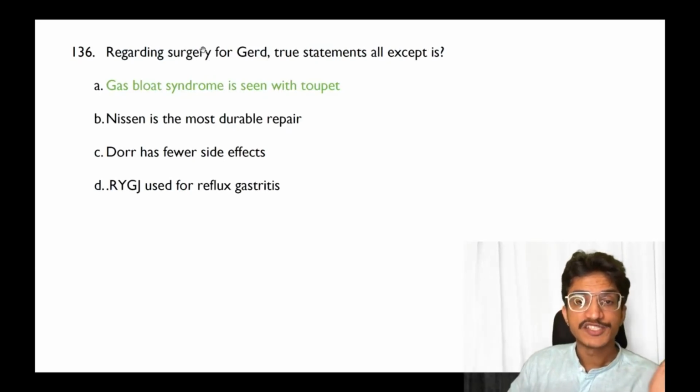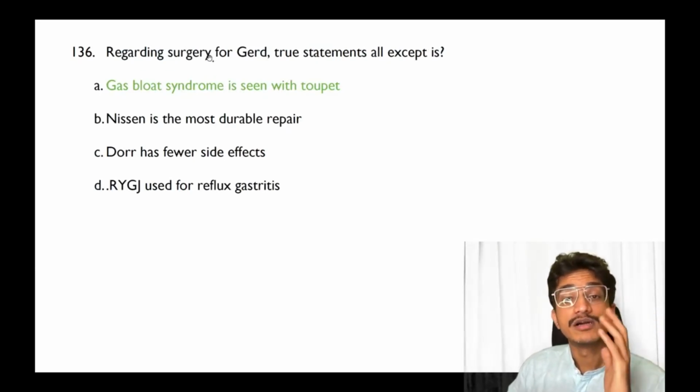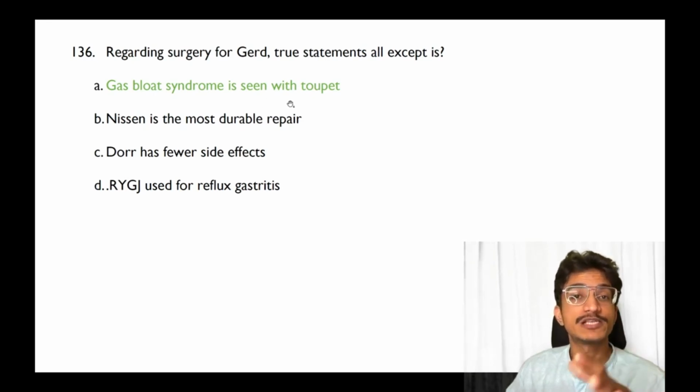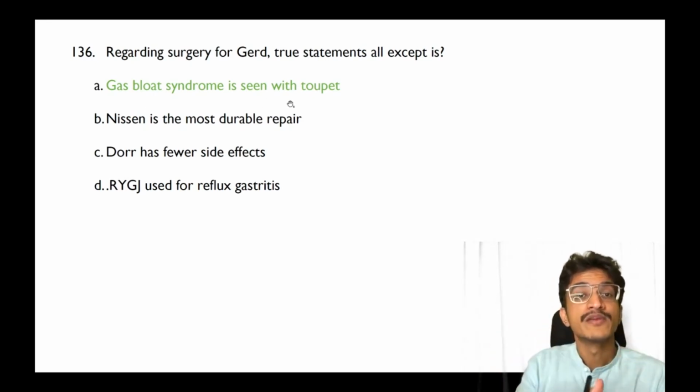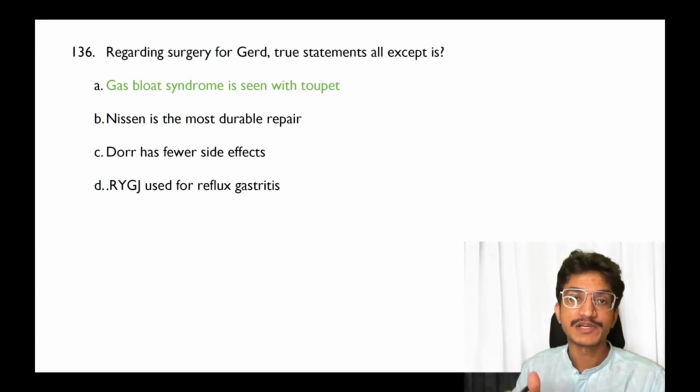This was the one which I was mentioning earlier, regarding surgery for GERD, which is a true statement. All except is asked. Gas bloat syndrome is seen with Toupet. So if gas bloat syndrome was asked with Toupet or Dor, then that should be the answer because that is incorrect.